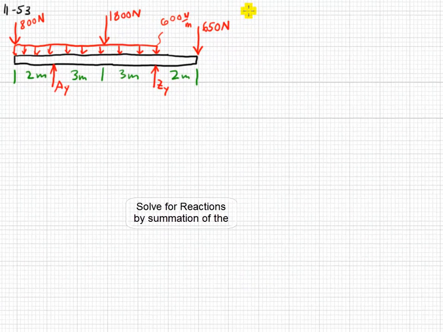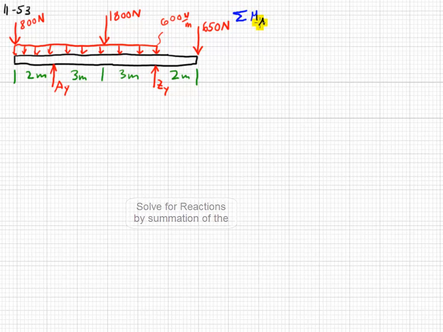So to do that, we sum the moments about point A, and they have to equal 0. And I look at all the different forces I have on the beam. In this case, an 800 Newton, 1800 Newton, 650 Newton concentrated forces, and then a distributed load of 600 Newtons per meter. So I'll look at each one of these, and I'm going to put these moments in absolute value signs.